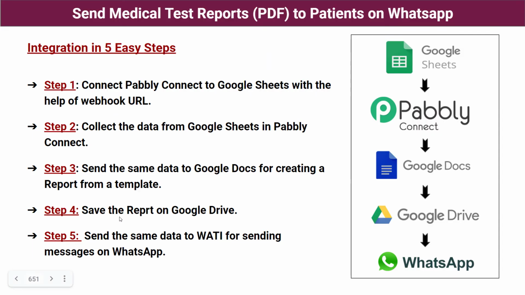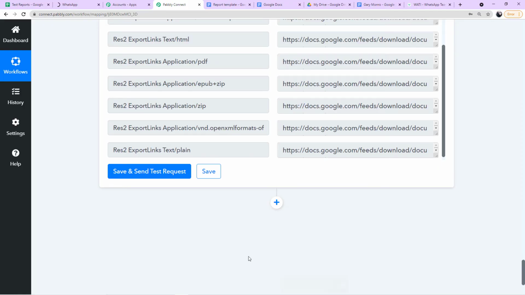So our final step is to send the same data to WATI for sending messages on WhatsApp. Alright, so now we are going to send the file that we have in Google Drive, to which we have given access to anyone, to WhatsApp as a new message, and to do that we are going to use another application which is called WATI. So now I'll tell you what WATI is and how we are going to use it.